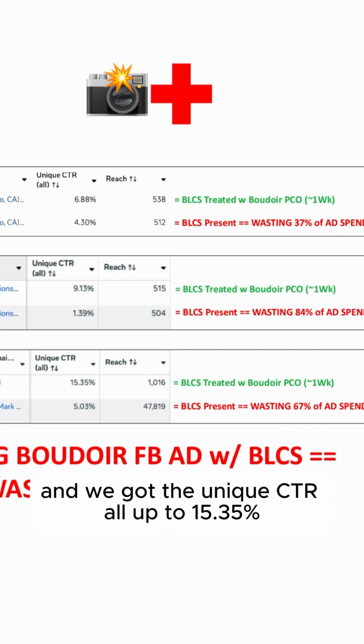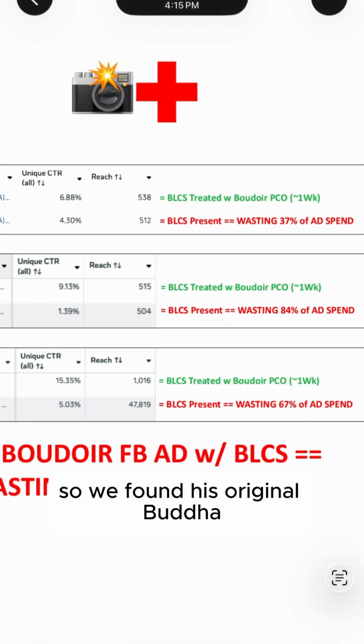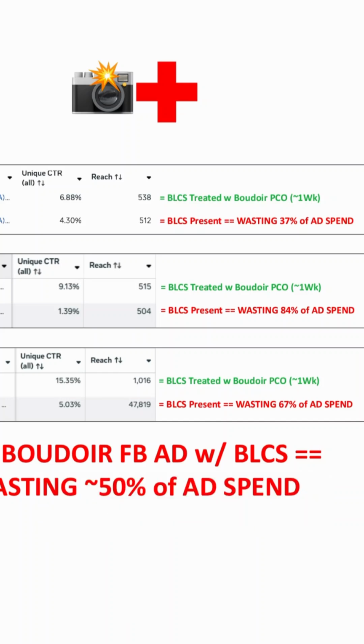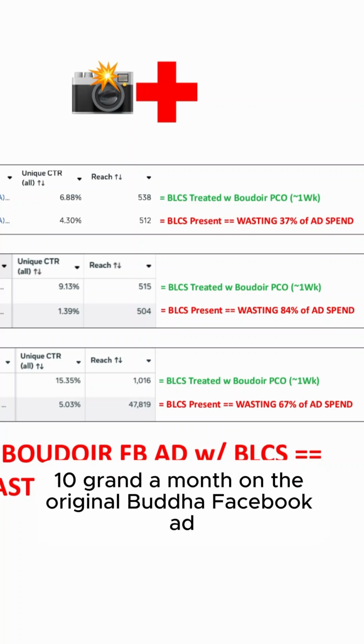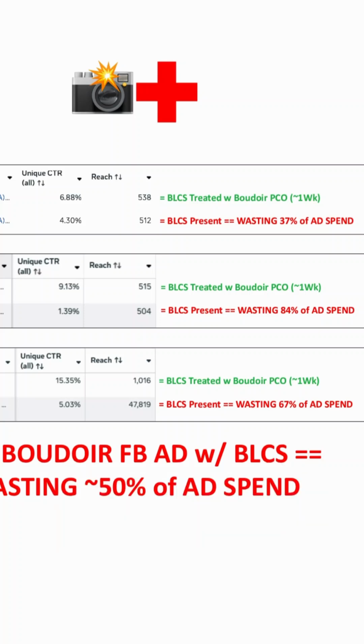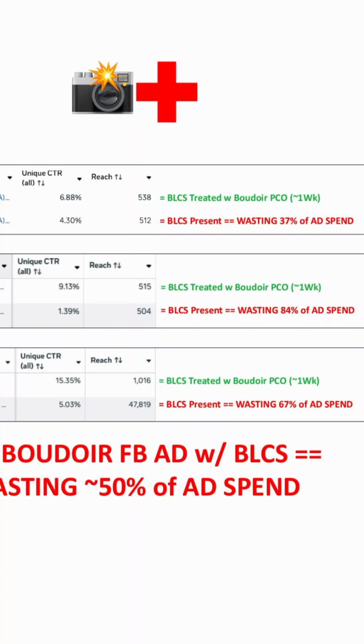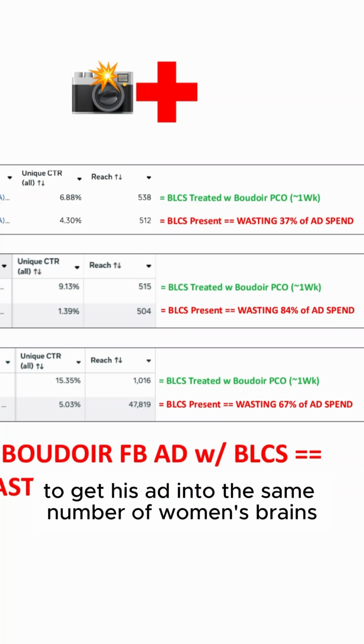And we got the unique CTRL up to 15.35%. So we found his original Boudoir Facebook ad was wasting 67% of ad spend. As a result, now if he's spending 10 grand a month on the original Boudoir Facebook ad, now he only needs to spend 3,300 bucks a month to get his ad into the same number of women's brains.